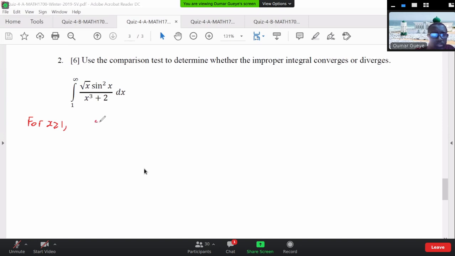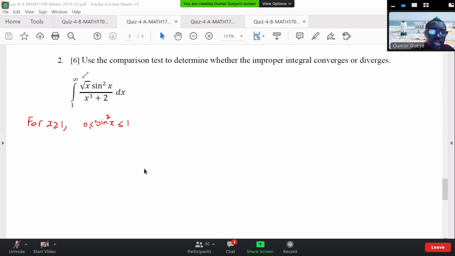So we know sine of x is between -1 and 1, but when you square it, it becomes between 0 and 1. This is valid no matter what x is. It's not just because x is greater than 1. So when you square sine, it becomes greater than 0, and it's also less than 1 because sine x is between -1 and 1. When you square it, it becomes between 0 and 1.